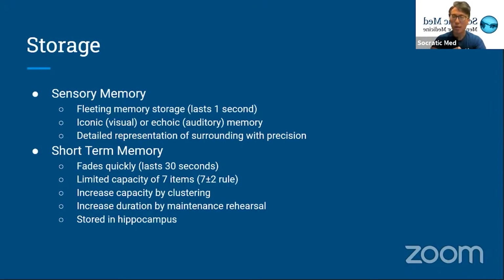Sensory memory is everything we're taking in at this moment. It's very fleeting and lasts only about a second. There's iconic, which is visual memory, so everything you see, and then echoic, which is auditory memory, so everything you're hearing at the moment. Even though it only lasts a second, you can have a detailed representation of your surroundings with precision. If you close your eyes right now, you still remember specific things that you saw before with great detail, even though it's a very short amount of time.